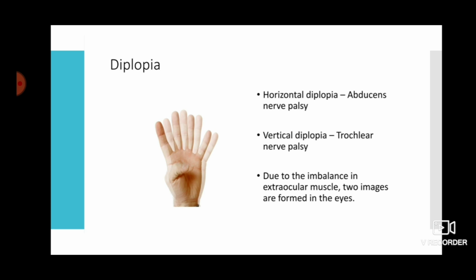Next is diplopia. Diplopia can be horizontal because of the abducent nerve palsy. Vertical diplopia occurs because of the trochlear nerve palsy. Due to the imbalance in the extraocular muscles, two images are formed in the eye. This is nothing but diplopia.